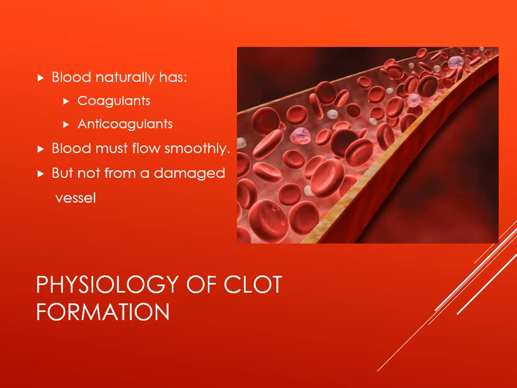Now we're going to talk a little bit about the physiology of clot formation. So naturally, blood will have coagulants and anticoagulants. Ideally, blood's going to move smoothly through vessels. In the case, though, of a damaged vessel, this doesn't actually happen. Also, anticoagulants are going to be dominant. They are what keep the blood in a liquid form. So whenever that blood vessel does get damaged, that's when the coagulation mechanism starts forming clots to prevent someone from losing a lot of excess blood.